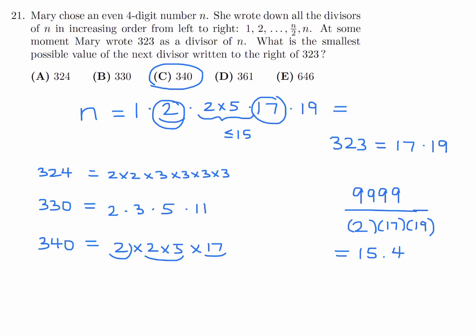So just to make this question complete, n is actually 2 times 2 times 5 times 17 times 19, which is 6460, which is indeed an even 4-digit number. So number 21, the answer is C.